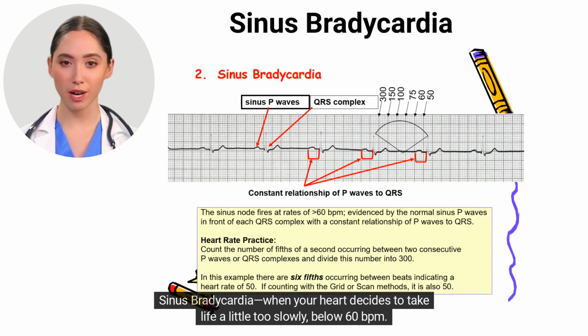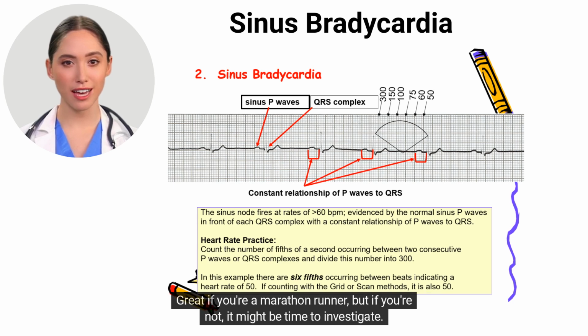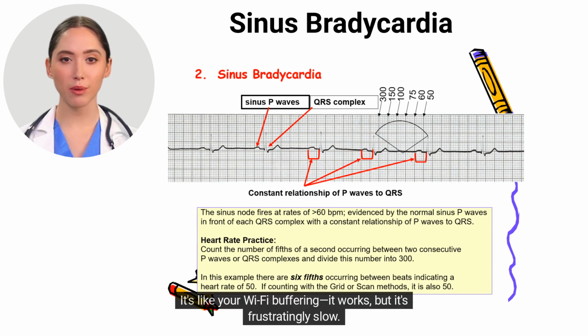Sinus bradycardia, when your heart decides to take life a little too slowly, below 60 BPM. Great if you're a marathon runner, but if you're not, it might be time to investigate. It's like your Wi-Fi buffering. It works, but it's frustratingly slow.